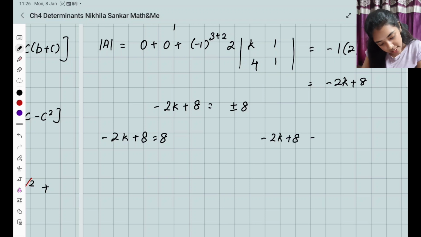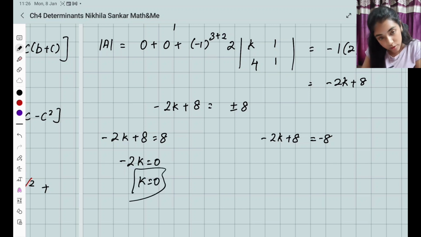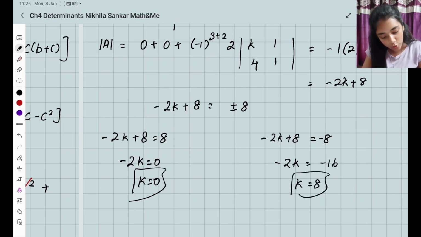Minus 2K plus 8 equals minus 8 is the second case. So when I solve this, I have minus 2K equals 0, K equals 0. So K's one value is going to be 0. The other value is going to be minus 2K equals minus 16. So K equals 8. So I have two different values for K.